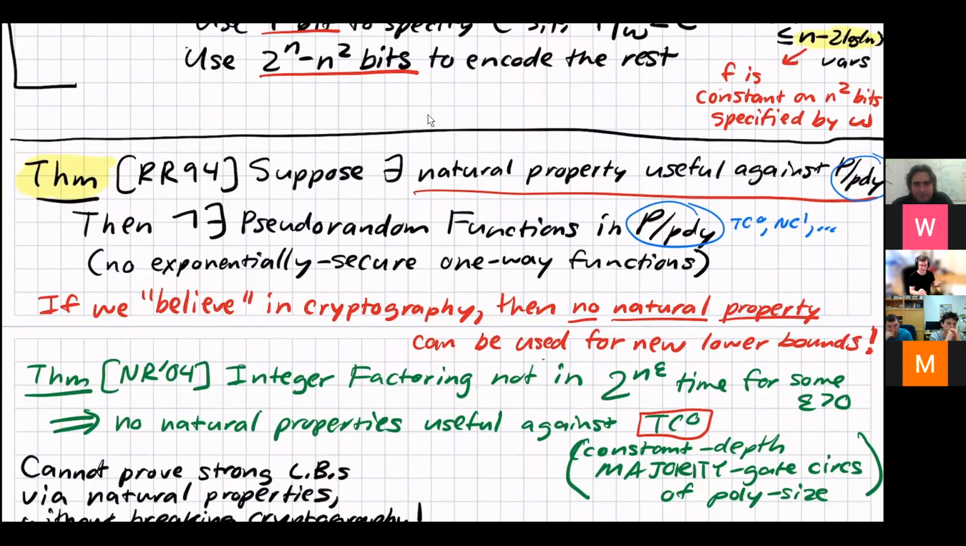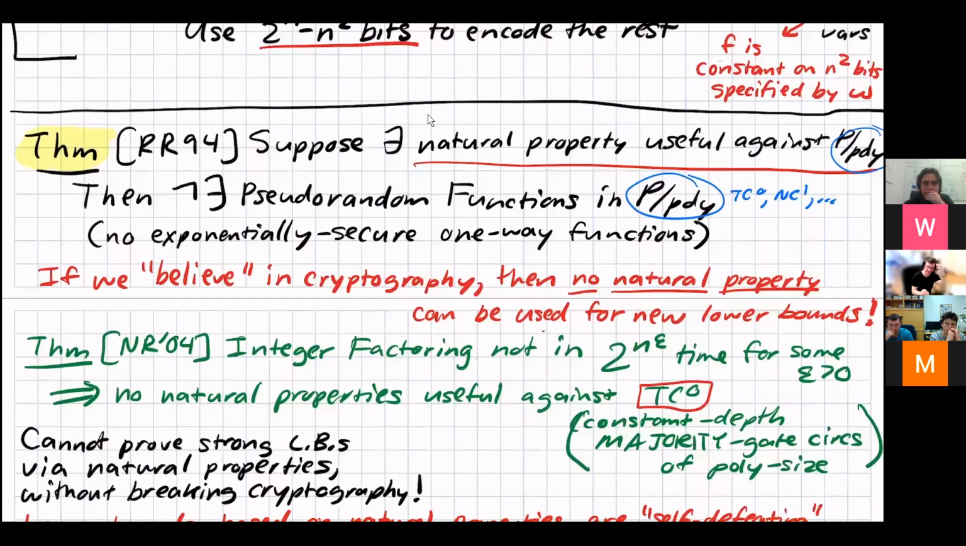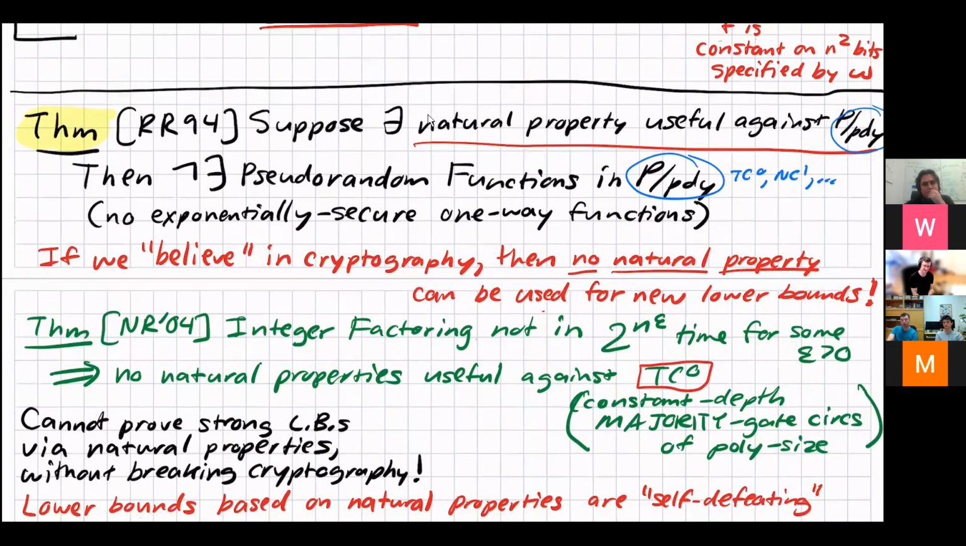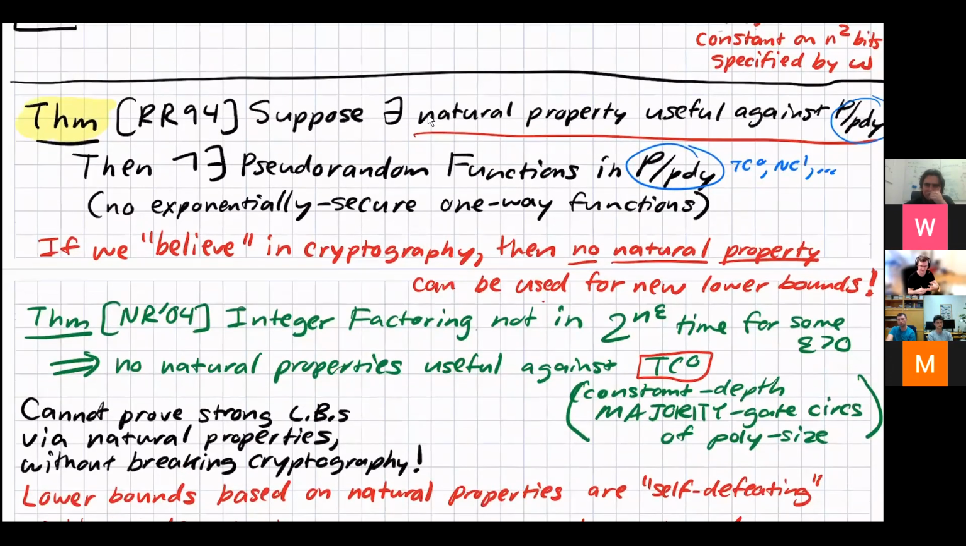Integer factoring can be replaced with other things, like discrete log, the things that we often base cryptography on. So the upshot is that you cannot prove strong lower bounds via natural properties without breaking cryptography, even lifting to constant depth majority gate circuits from constant depth AND, OR and XORs. The idea is that lower bounds based on natural properties are self-defeating. They do too much. They have some algorithm in there that is used to prove the lower bound, but this algorithm is doing so much that it rules out average case lower bounds, which we think would be useful for cryptography.